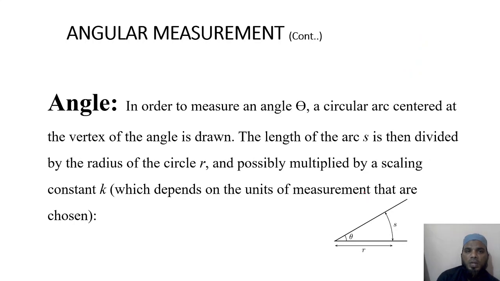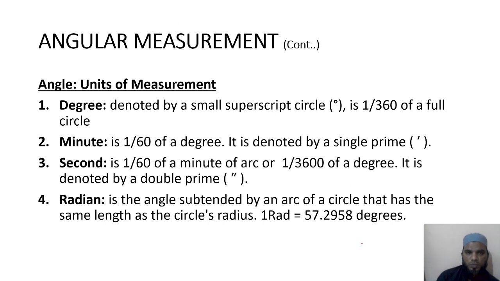Okay, so in angular measurement, to measure the angle theta, the rays are connected at the vertex of the angle. If you consider a radius r, you rotate it to some extent by some value. The angle subtended at this point is what we are going to consider as theta. So in this we have to remember a few things.